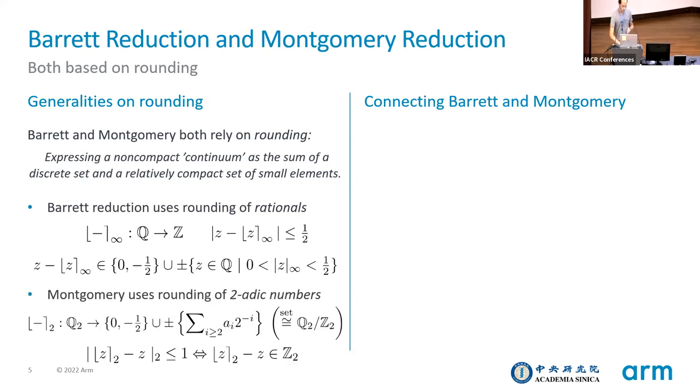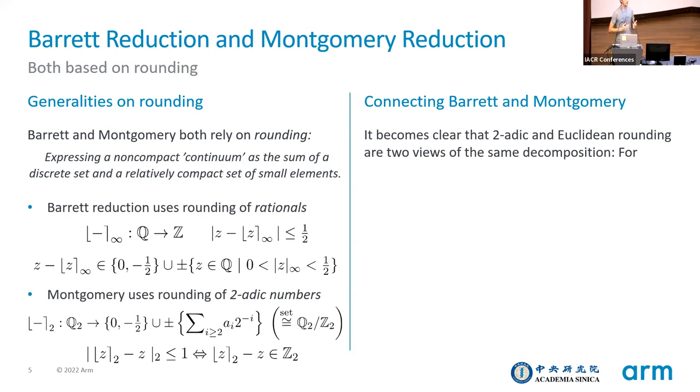But in the two-adic sense, it's funny, it's a bit strange, it's the other way around. What we round to is a number between minus 1/2 and 1/2, and the rounding error is a two-adic integer. So if you think about it for a second, you realize we are actually doing the same thing on both sides. It's just the role of what we round to and what is the error that is reversed.